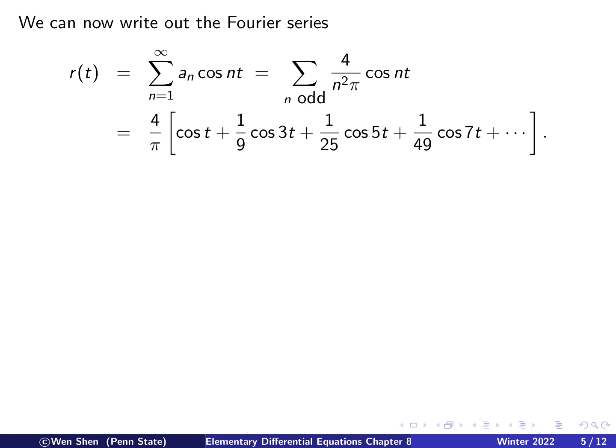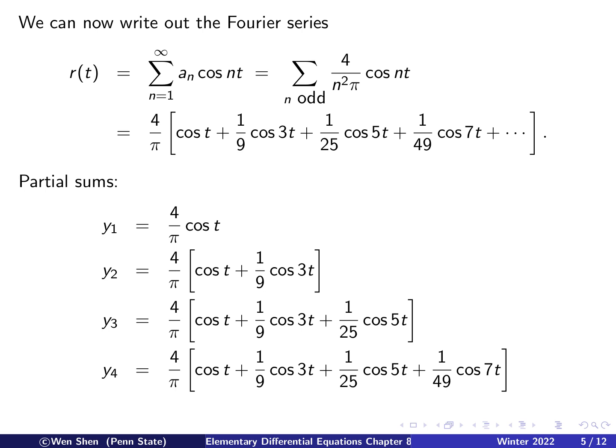We can write out the first few terms just to get an idea to see what they are. So that becomes 4 over pi, which is common, and let's put 1 over n squared in with the cosine together. So when n is 1, I just get cosine t. And then when n is 3, I have 1 over 9 cosine 3t. Then when n is 5, I have 1 over 25 cosine 5t. And then for n is 7, I get 1 over 49 cosine 7t, and so on and so forth.